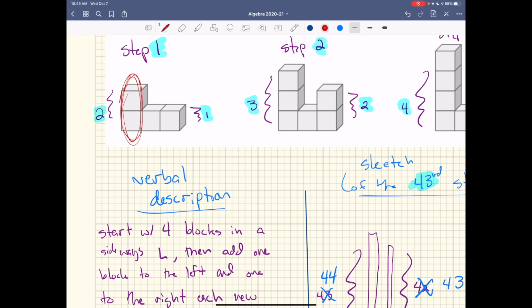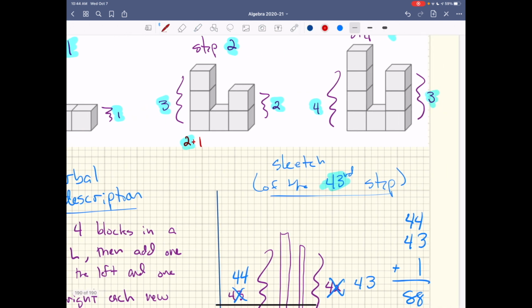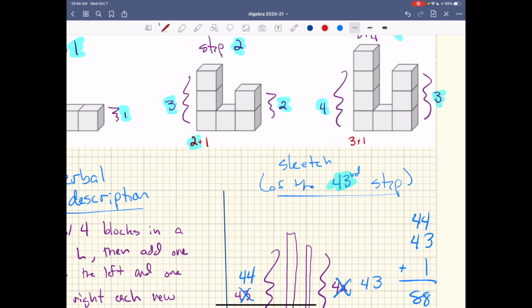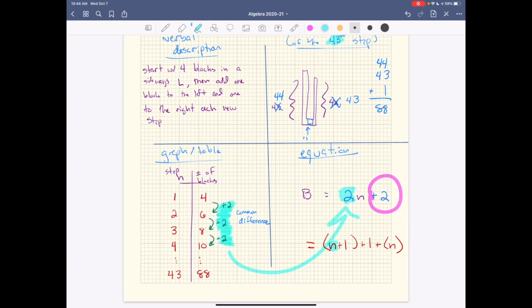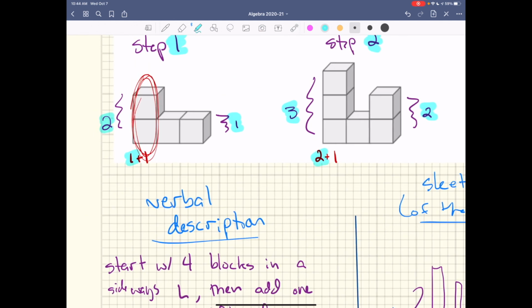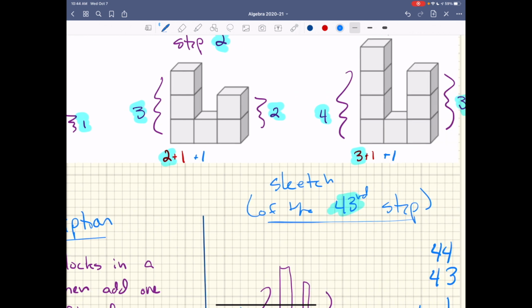This line here on the left is always the step number plus 1, right? Step number plus 1, step number plus 1, step number plus 1 every time. And so that's what I mean when I say n plus 1. That's the step number plus 1. And then the middle block just always stays literally one block, right? Plus 1 block, plus 1 block, plus 1 block.